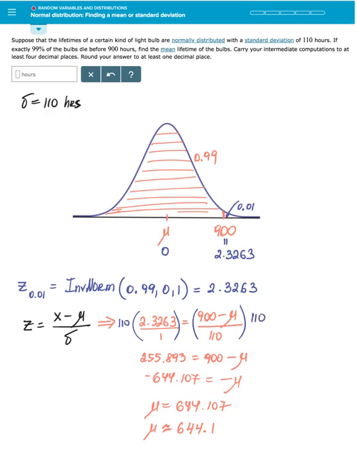This will make it possible for me to reduce 110 with itself on the right hand side, and 110 multiplied into 2.3263 results in 255.893. The rest of it is just trying to get mu by itself, and when I'm done with this process I get mu approximately equal to 644.1 when rounded to 1 decimal place as we are directed in the assignment.